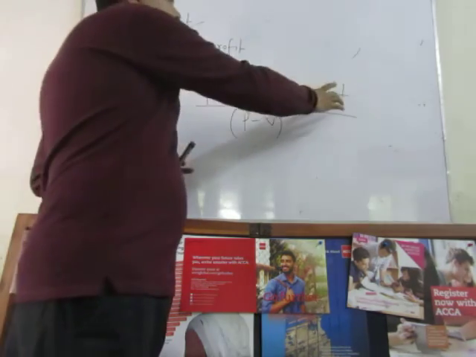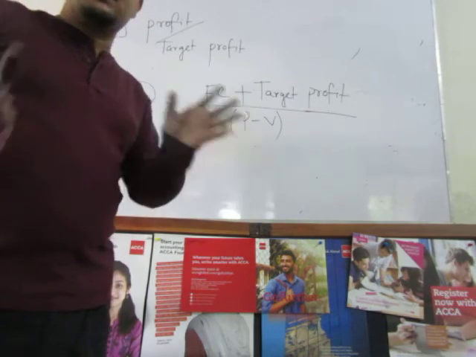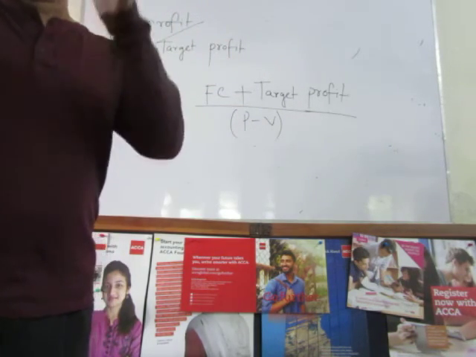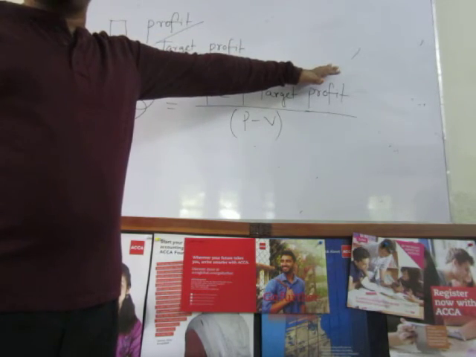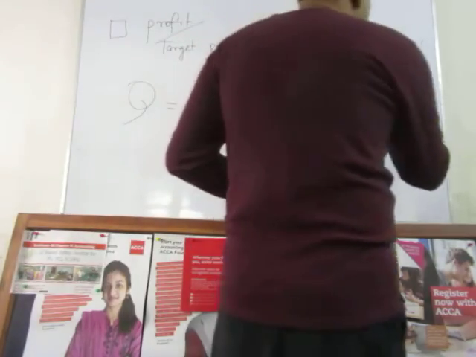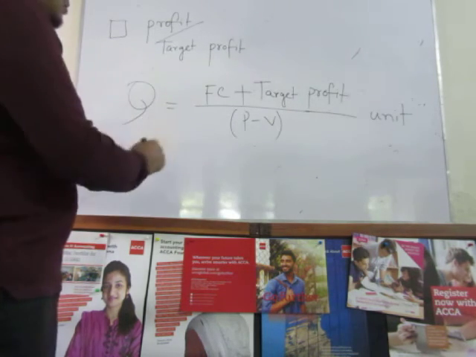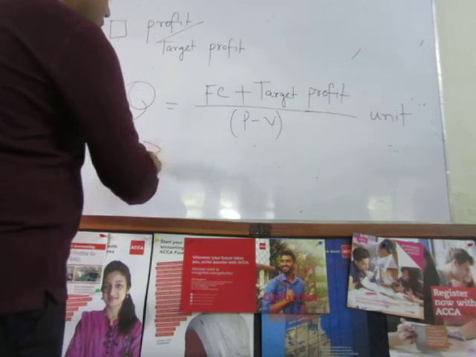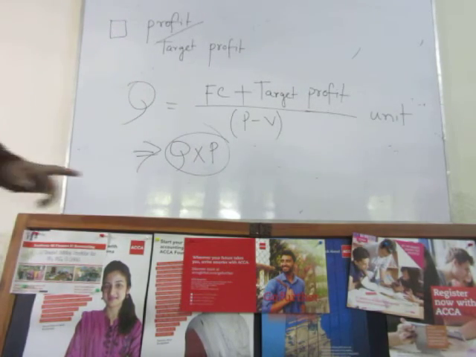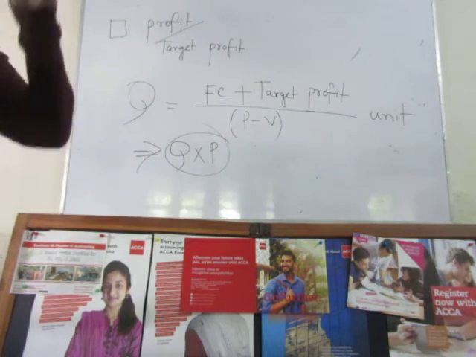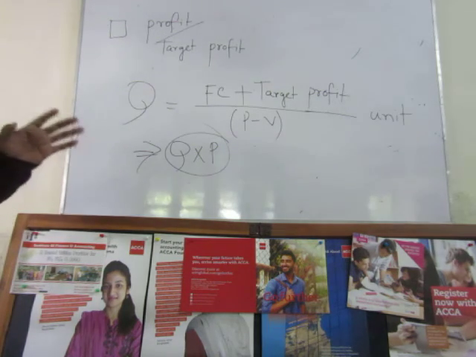When there is fixed cost and target profit, divided by contribution per unit, it will provide you the number of units that must be produced and sold to overcome fixed cost and make some target profit. Clear? So it will provide you the units, and if you multiply Q by selling price per unit, it will provide you the total sales volume to generate that specific amount of target profit. Clear? So this is all the discussion regarding CVP analysis.